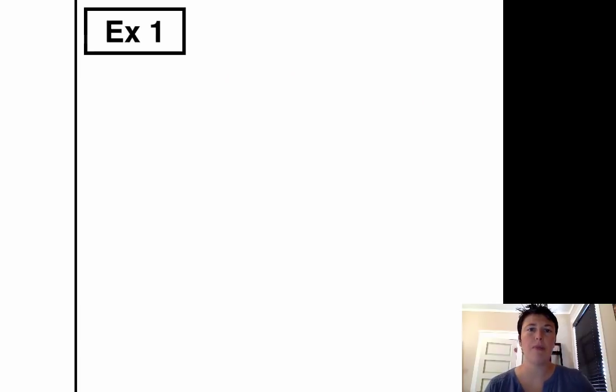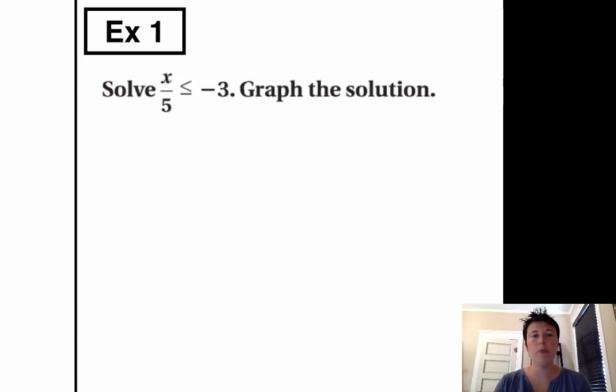And here's the type of problem we're talking about today. We want to solve for x. And the situation that we're going to start with is solve x over 5 is less than or equal to negative 3. Then graph the solution. So x over 5 is less than or equal to negative 3.